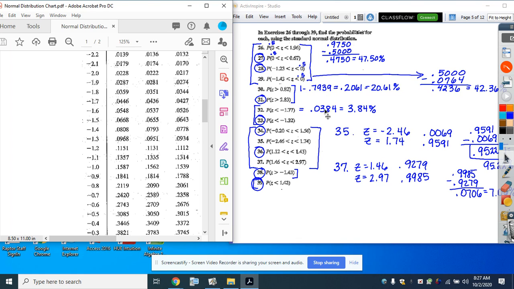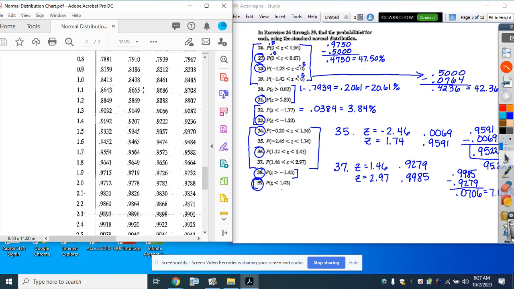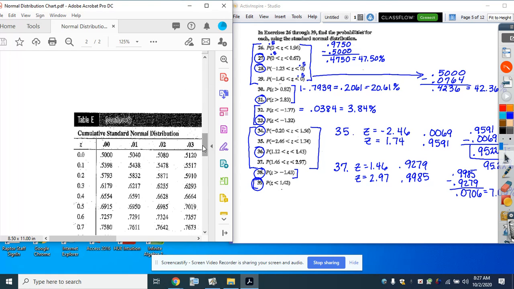Okay, let's just stay here and do a right. If we're going to do a right, let's do number 30. Number 30: I'm coming from the right because this is a greater than symbol. That tells me that I'm coming from the right. So I'm going to look up 0.8. I have to go back to my positive side. So 0.8.